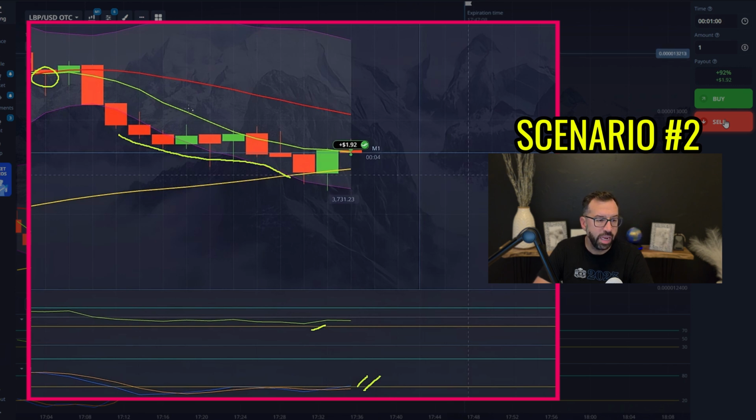Okay. And ultimately, what I watched for right here was this green line to come down, and these candles right here, this candle and this candle, did not close and stay under the yellow line. What happened here is the green line came down. Let me clear these off.